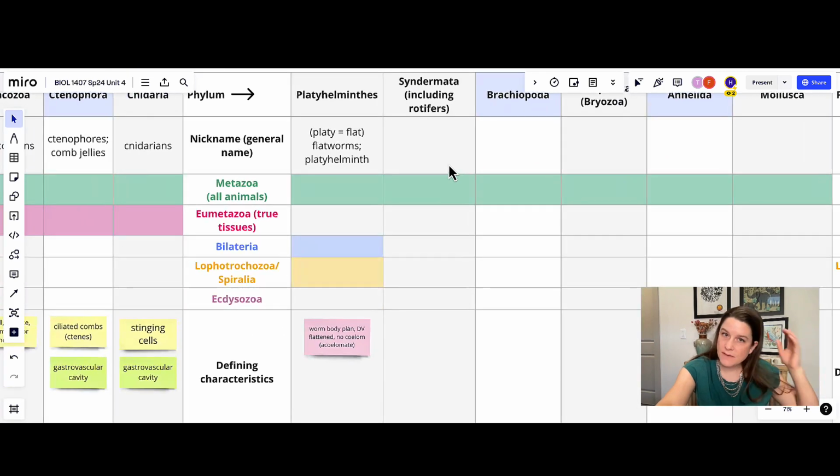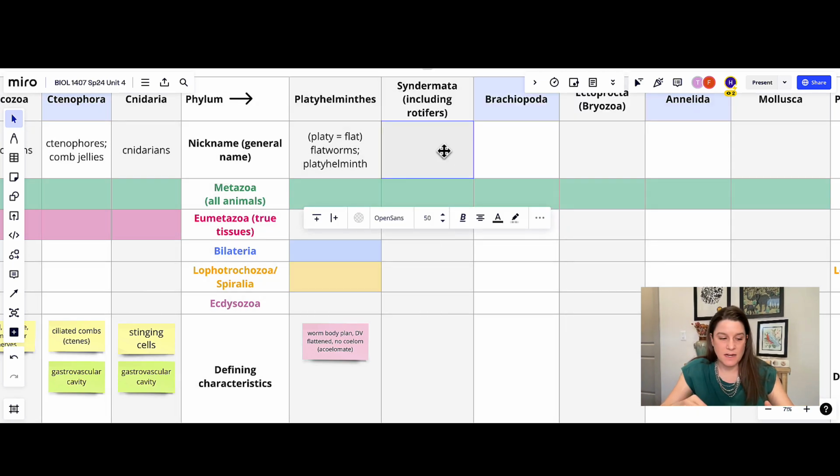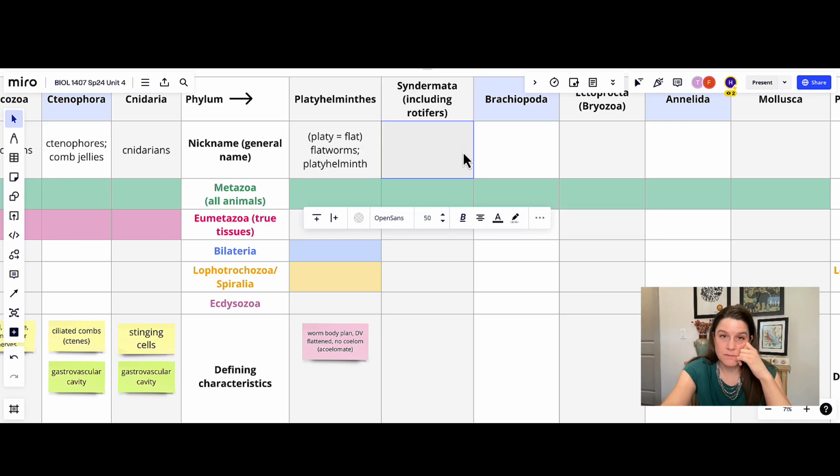All right, so now we have a group called Syndermata in your packet. I believe they still call them Rotifera, but now they call it Syndermata because it's rotifers plus a few other groups, mostly rotifers in this group. That's the one we care about particularly. So they are really quite small. They're going to be microscopic. And they don't really have another nickname besides rotifer, but that's not equivalent to Syndermata. But if you just know rotifer, that's fine.